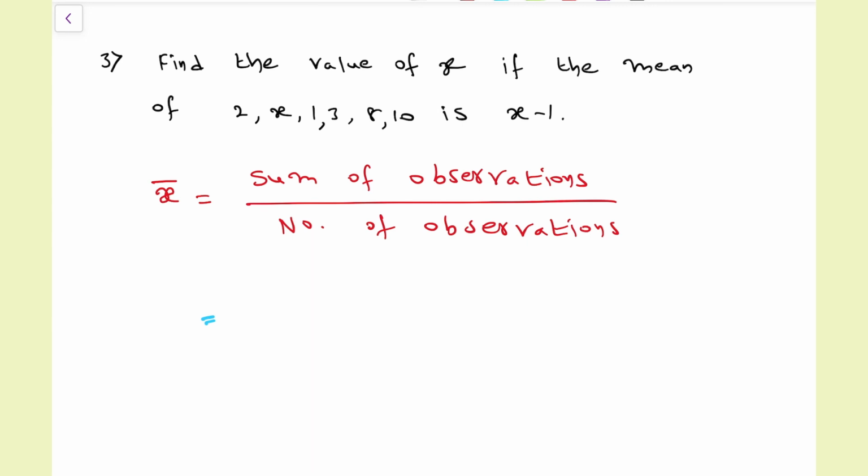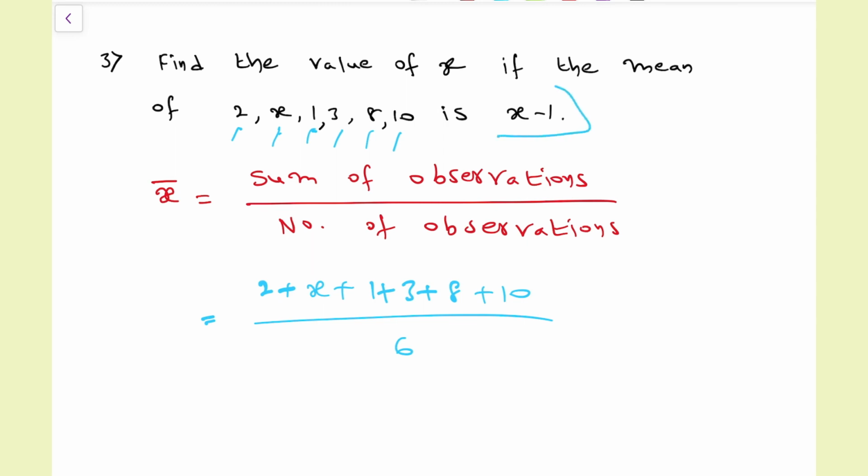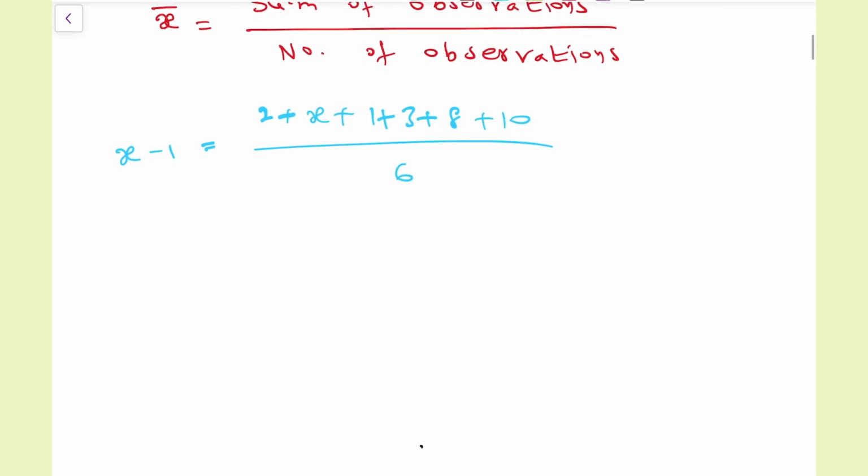Let us add all the observations which we have: 2 plus x plus 1 plus 3 plus 8 plus 10, whole divided by the total. How many observations are there? 1, 2, 3, 4, 5, 6 are there. And in the question itself he said that mean is x minus 1, right? So under x bar write x minus 1. Let us simplify this now.